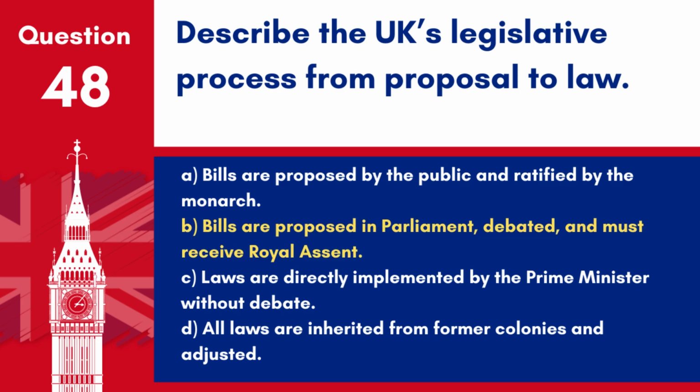Answer. B. Bills are proposed in Parliament, debated, and must receive royal assent. The UK's legislative process involves the proposal, debate, and approval of bills within Parliament, concluding with the granting of royal assent before they become law.